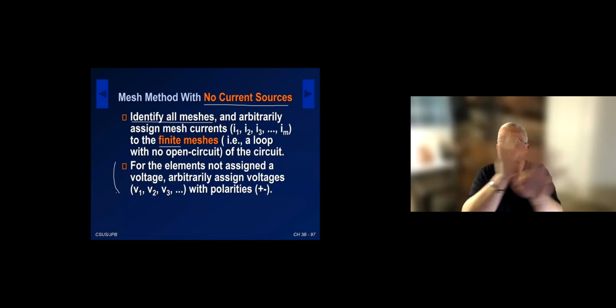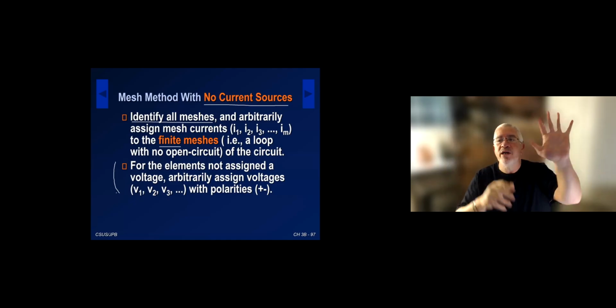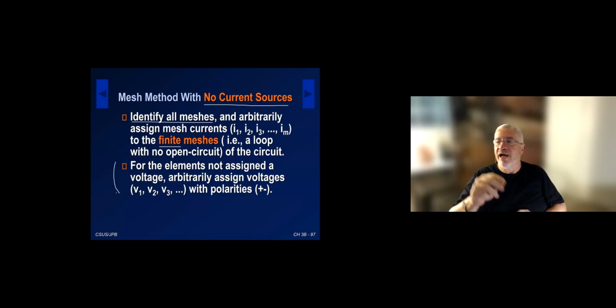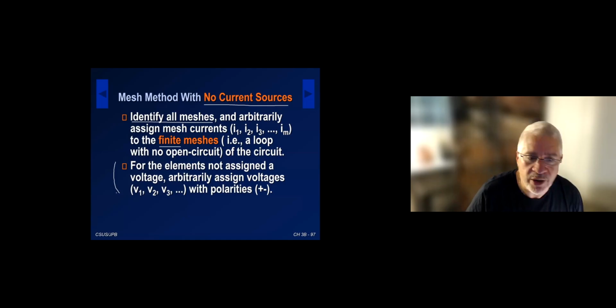So you can see the dual nature. When we did nodal, what did we do? We essentially selected nodes, and then we labeled node voltages. Then we assigned current on the passive element. We're doing the exact opposite. We assign mesh currents, which are the unknowns, to finite meshes. Then we put voltages on the resistors, on the passive elements. So it's kind of a dual method, if you will.